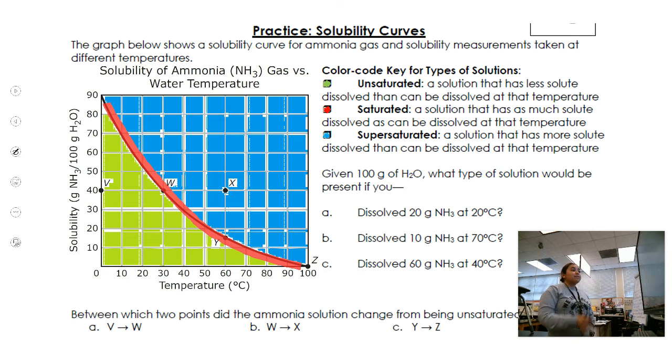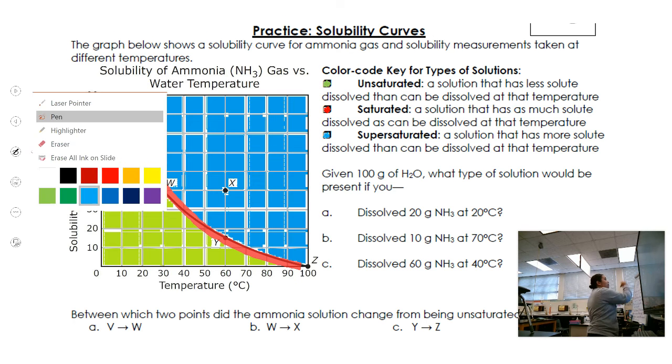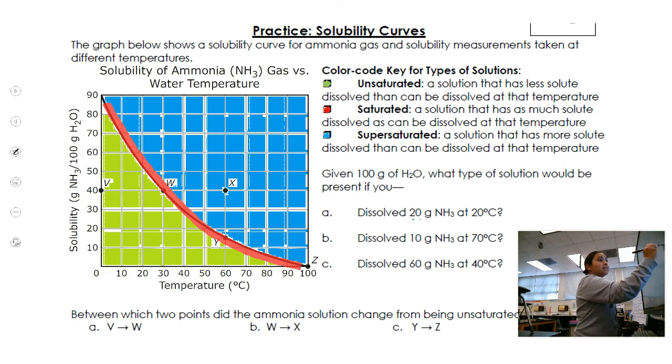Let's start with, if you are given 100 grams of water, what type of solution would be present if you dissolve 20 grams of NH3 at 20 degrees Celsius? So how do we do this? What we do is we go to 20 grams of NH3. So that's going to be found on the y-axis. So that's 20 grams right there. And then we're going to go to 20 degrees Celsius. And the 20 degrees Celsius is on the x-axis. And then we're going to see where those 2 points meet. So notice how those 2 points meet right here underneath the line. And since it's underneath the line, then that would represent an unsaturated solution.